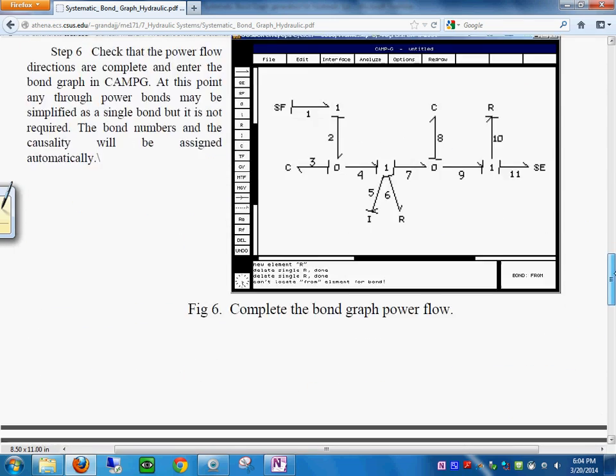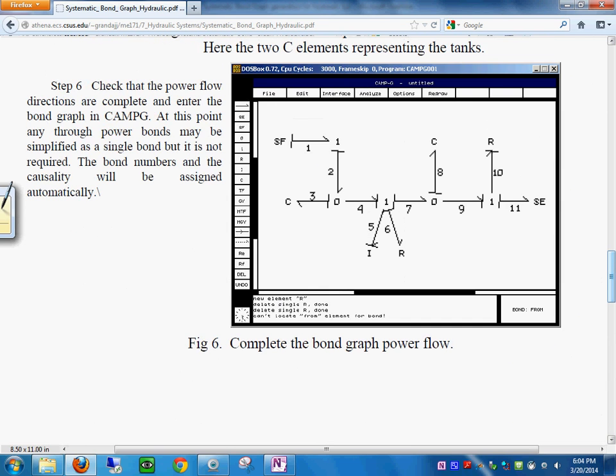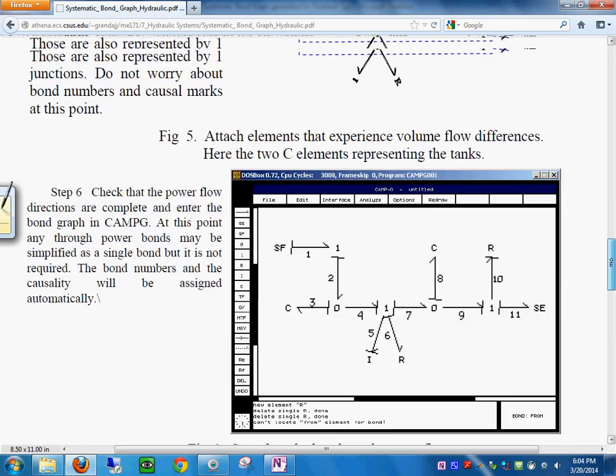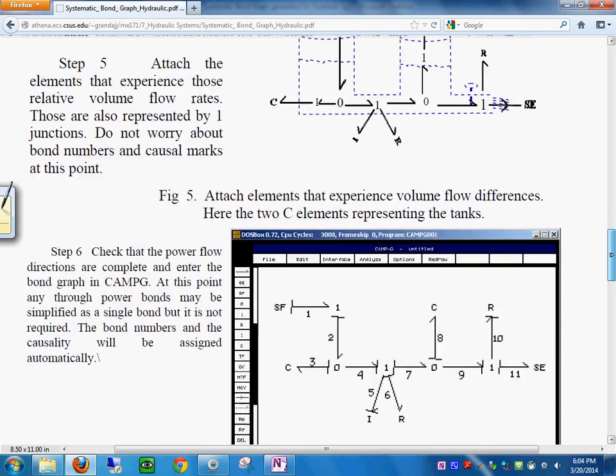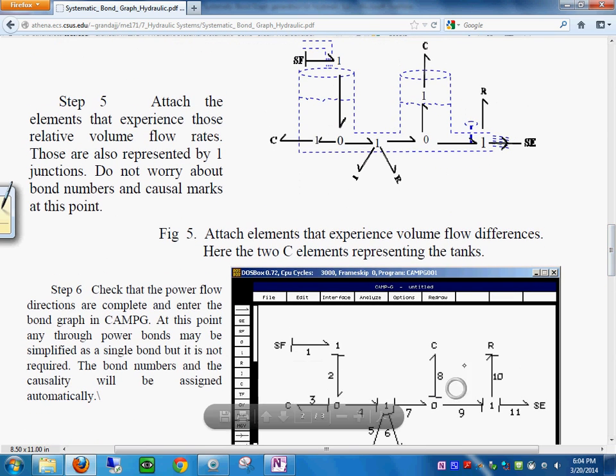This is a description of this hydraulic example. If you get it to the prior stage, as indicated over here, this is basically the same thing as what's down in the program. The difference is that when you enter this into CAMG, the computer numbers the bonds and puts the causal marks, and that's the tremendous advantage of that.